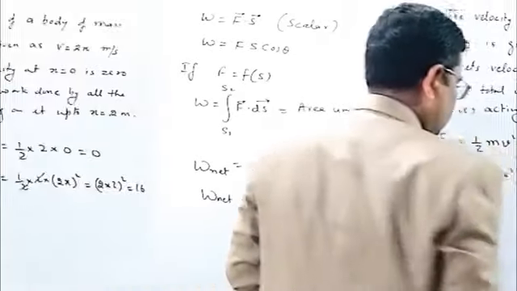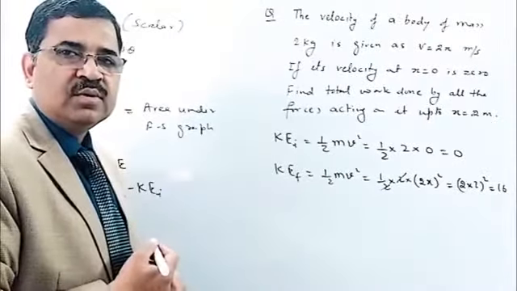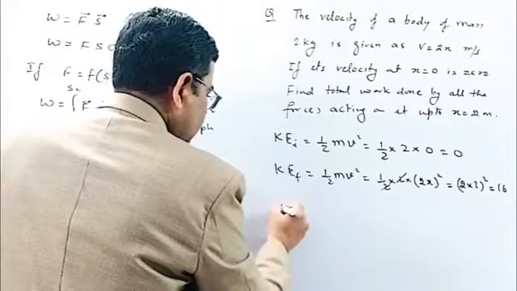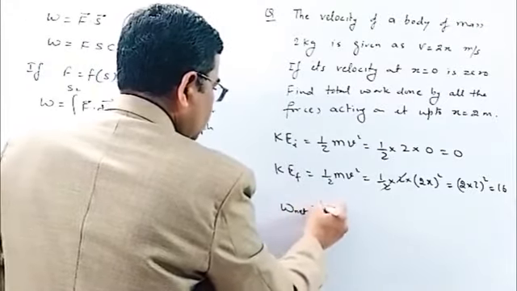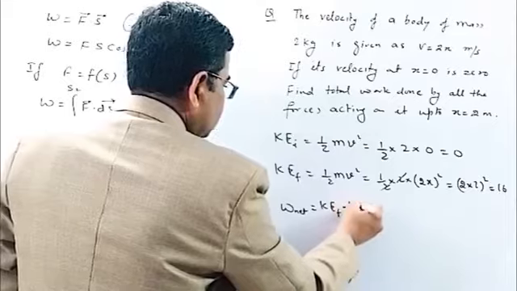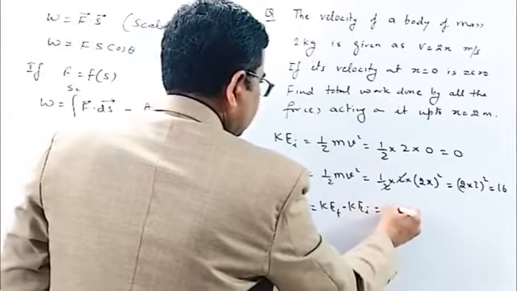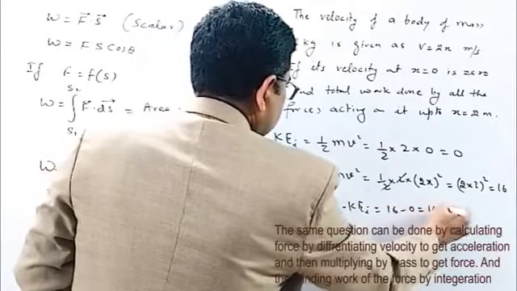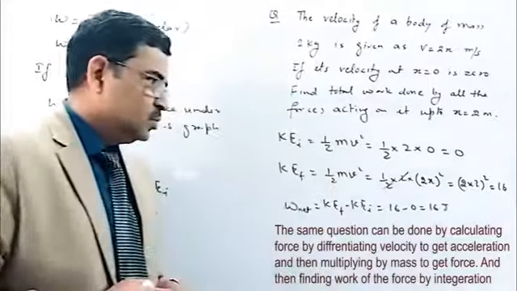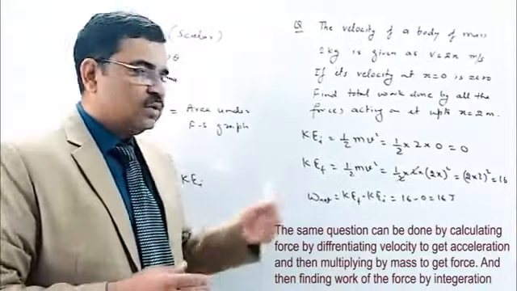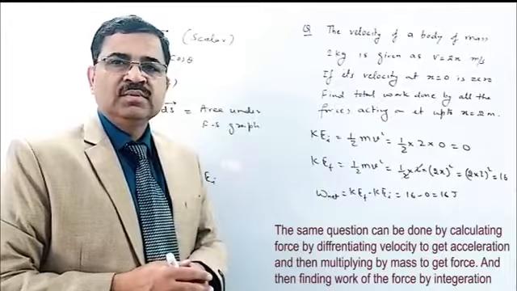So it becomes 16. And now I can apply the work energy theorem. So I get the net work done is equal to final kinetic energy minus initial kinetic energy, that is 16 minus 0, so it is 16 joule. So you have seen that we have got the work done without knowing the force.